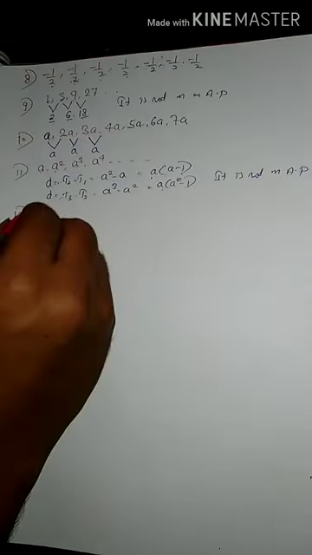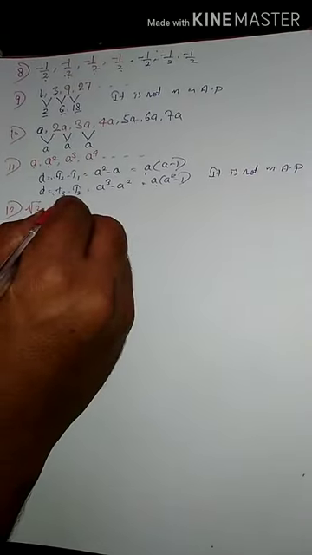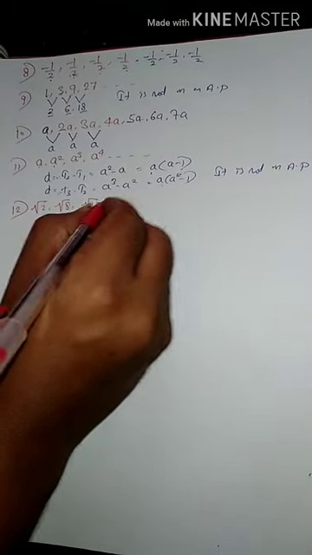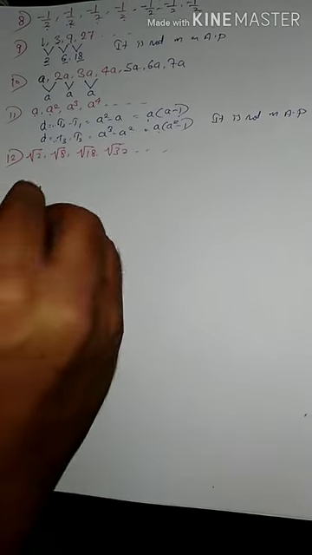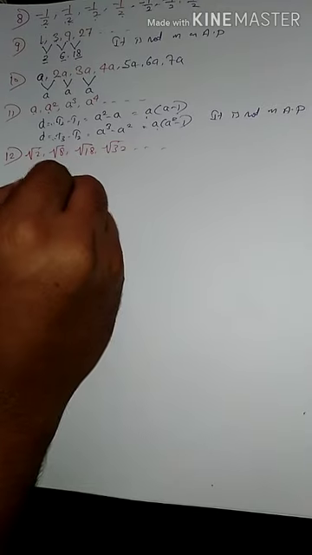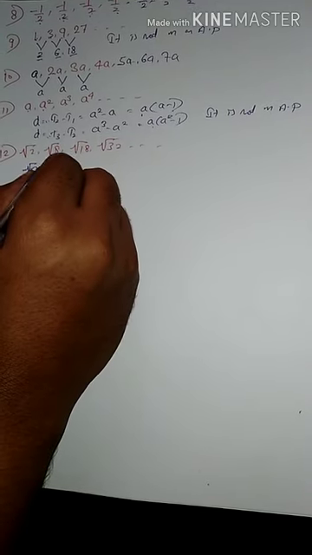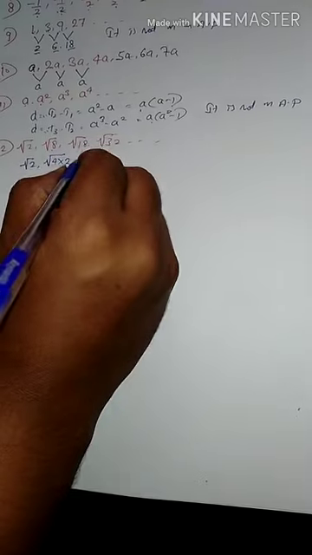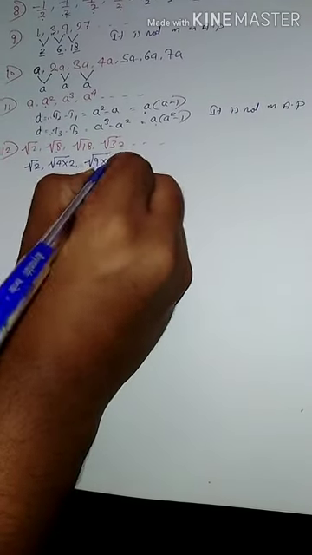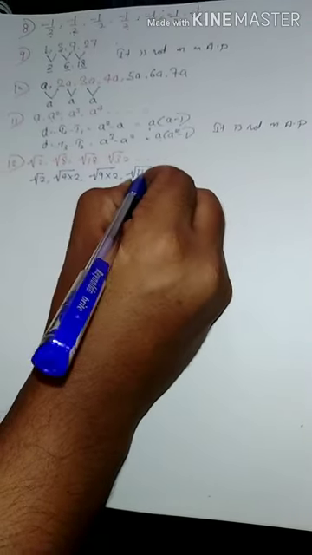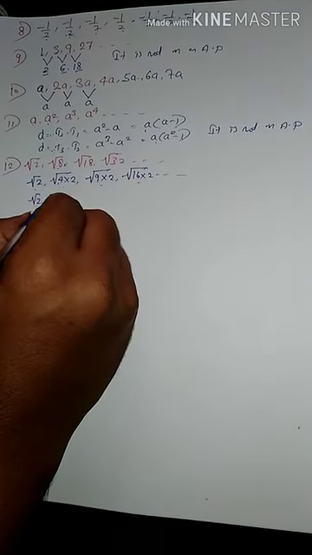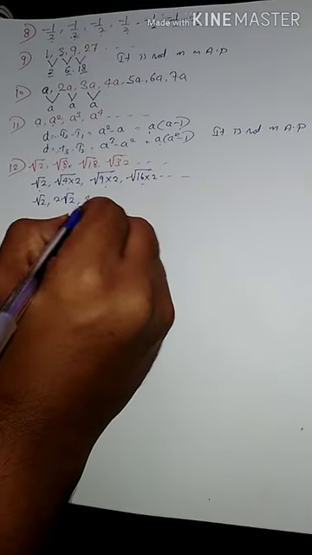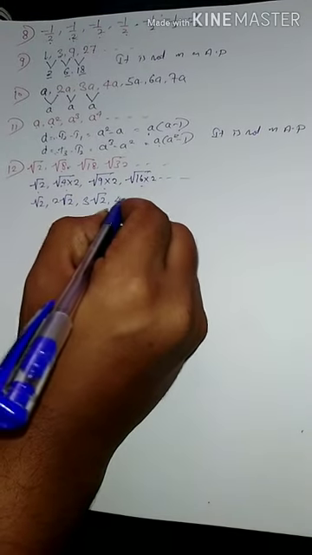The next, 12th one: root 2, root 8, root 18, root 32 and so on. Root 2 write as it is. Root 8 is nothing but root 4 into 2. Root 18 is nothing but root 9 into 2. And root 32 is nothing but root 16 into 2. So root 2 as it is. But we know that root 4 is nothing but 2, root 9 is 3, root 16 is 4.